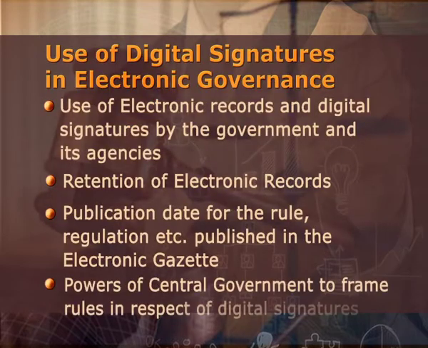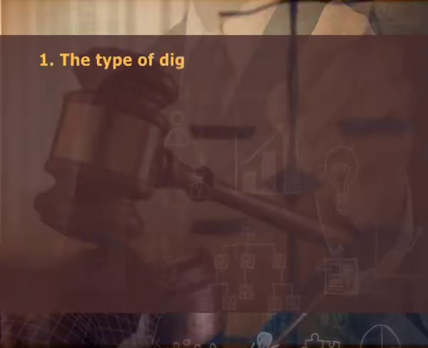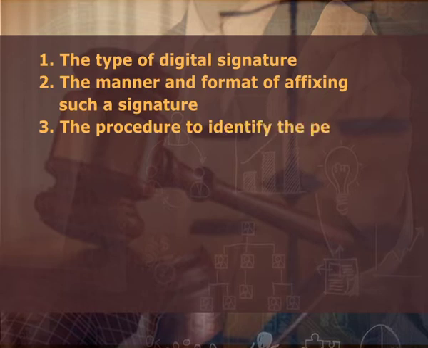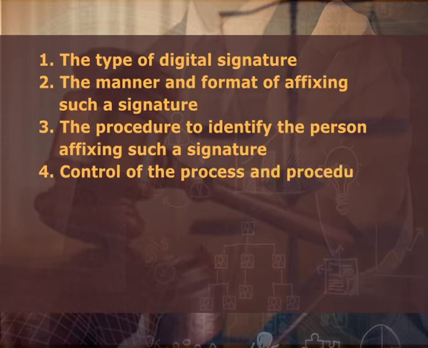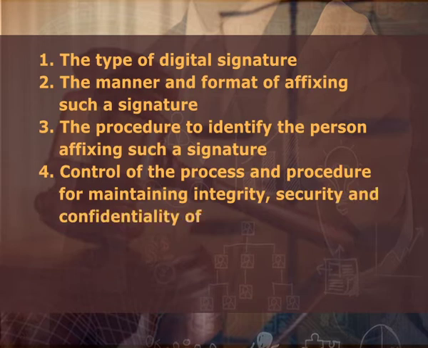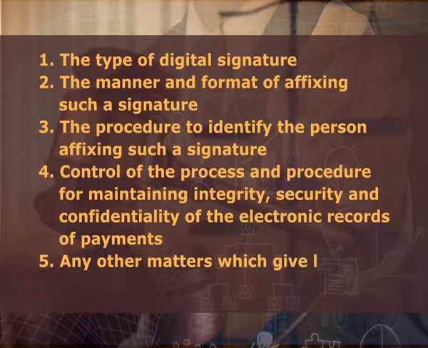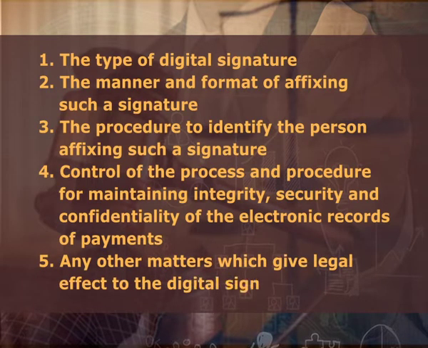Powers of central government to frame rules in respect of digital signatures. The central government can frame rules and prescribe for the purpose of 1. The type of digital signature, 2. The manner and format of affixing such a signature, 3. Procedure to identify the person affixing such a signature, 4. Control of the process and procedure for maintaining integrity, security and confidentiality of the electronic records of payment. 5. Any other matter which gives legal effect to the digital signatures.